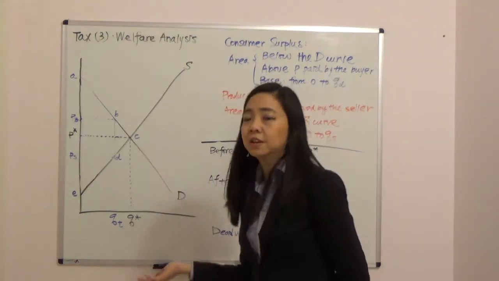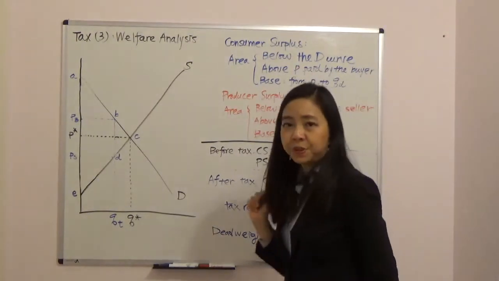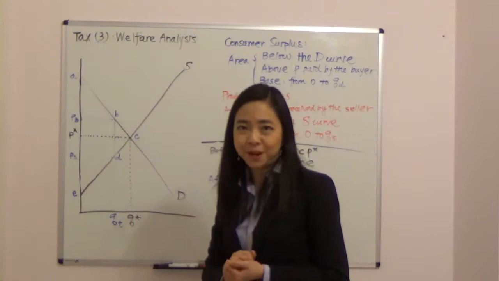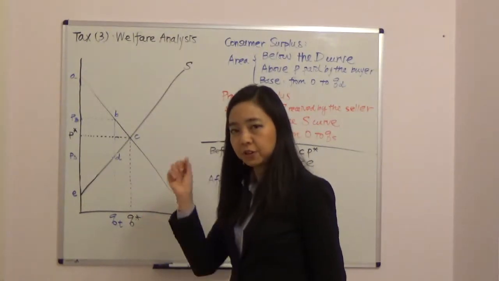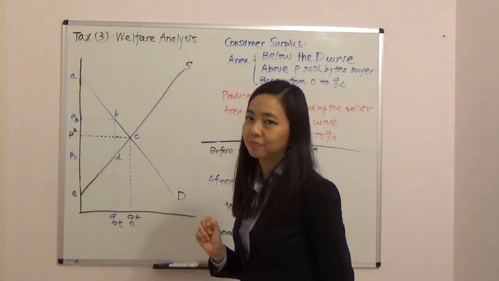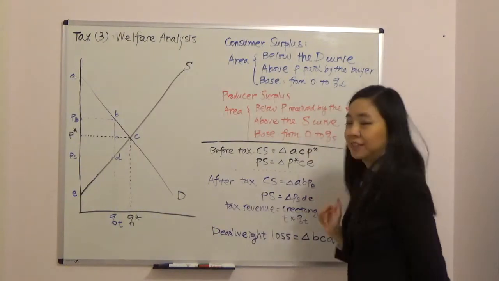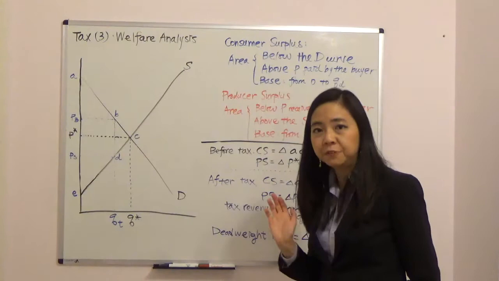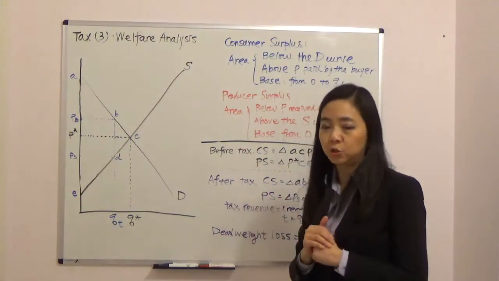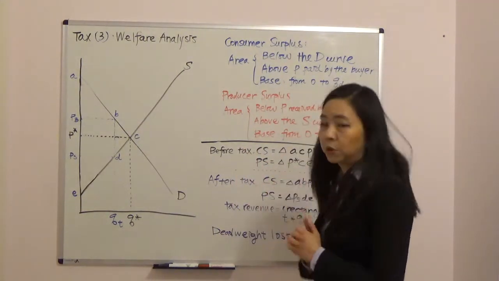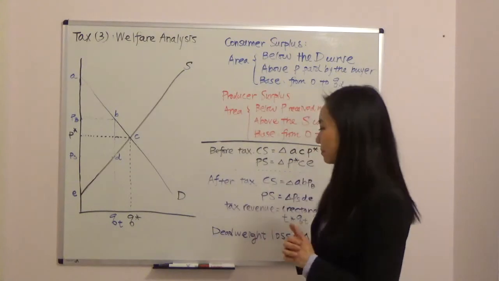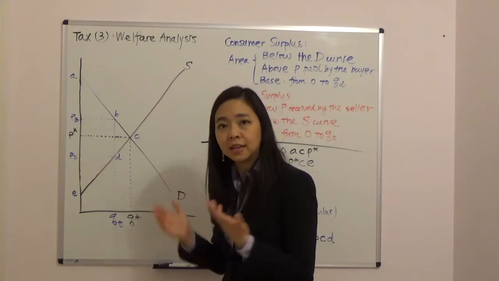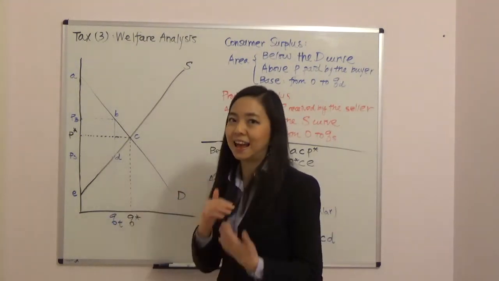on your diagram. So remember, your consumer surplus is the area below the demand curve, above the price paid by the buyer, and the base of the triangle is from zero to equilibrium quantity. Whereas your producer surplus is the area below the price received by the seller, above the supply curve, and the base of the triangle is also from zero to the equilibrium quantity. So we're going to see what happens to consumer surplus and producer surplus before and after tax.